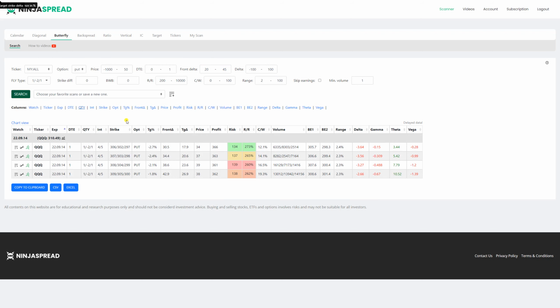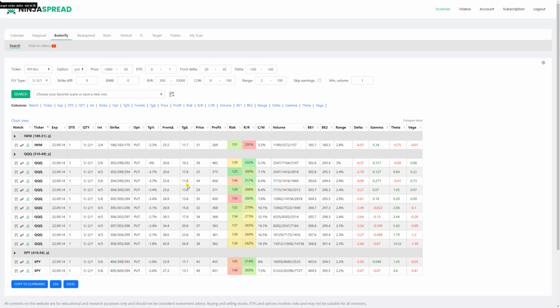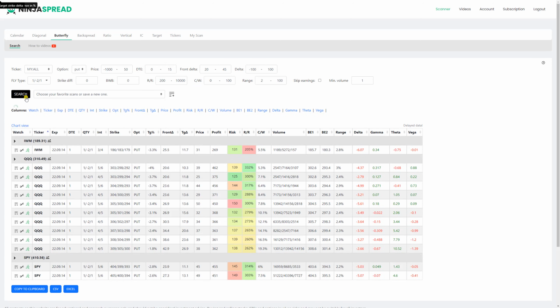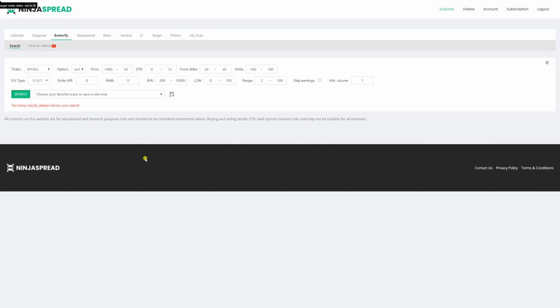If I lower the front delta, it will probably change. Yes, IWM, QQQ, and SPY are the only tickers I get. It's probably because I forgot to change the DTE. Yes, we have to change it too. There are no expirations in the next 1 day for the rest of the tickers. That's why I haven't found anything.